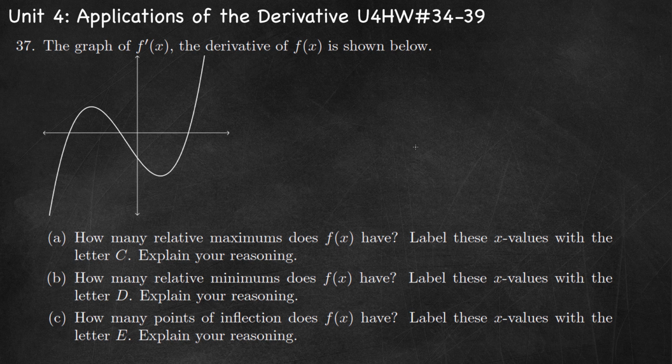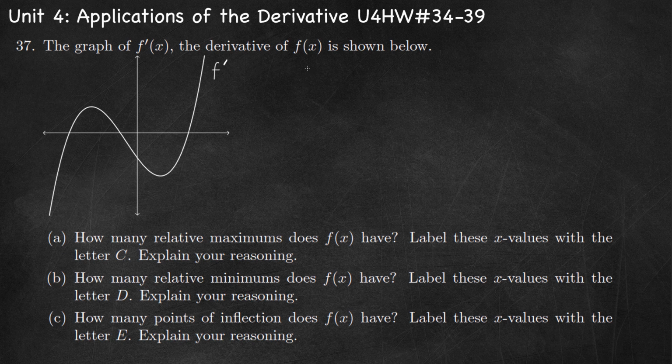37. The graph of f prime, which is the derivative of f of x, is shown below. So this is the graph of f prime of x. We're not looking at the graph of f, we're looking at the graph of its derivative. How many relative maximums does f have? Label these with a letter C.